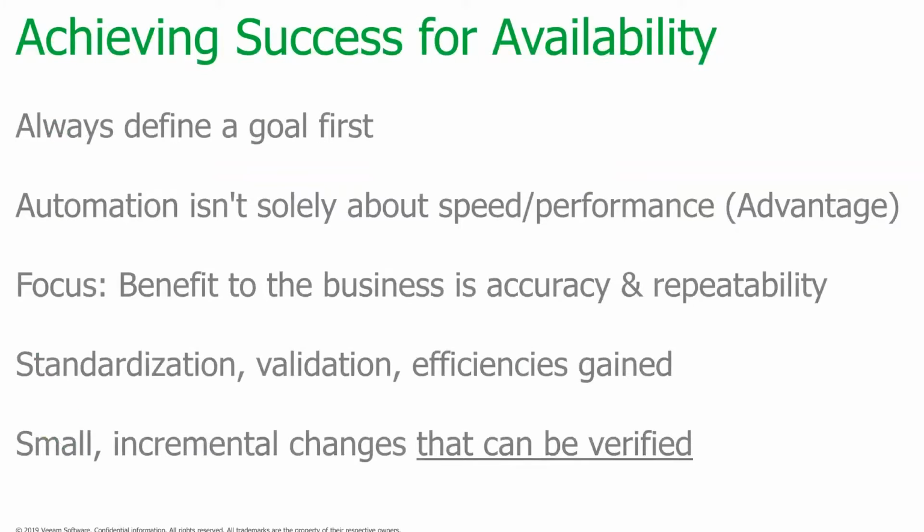correct. So as it comes to availability and what we're really focused on here for Veeam, right? We always want to define a goal first. Automation isn't solely about speed and performance, right? That's the advantage. But your focus should be the benefit to the business, which is the accuracy and repeatability of doing this. Again, we're focused on standardization, validation, and then we get the gained efficiencies of that speed and performance by doing all this stuff properly.